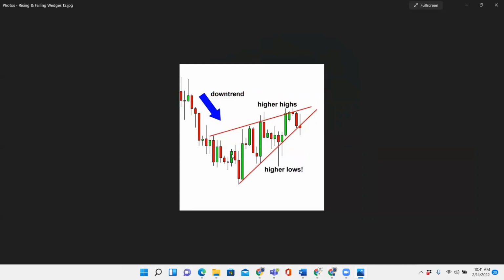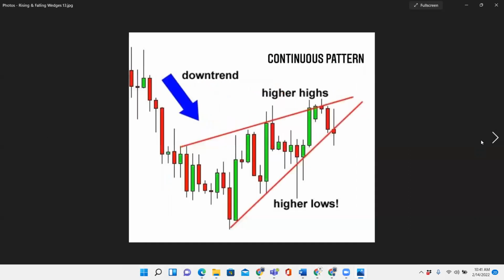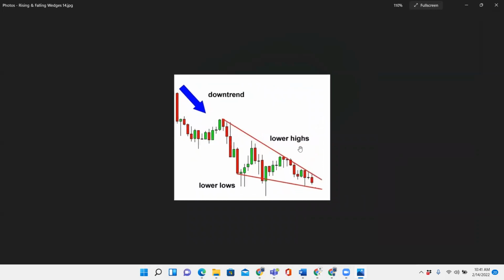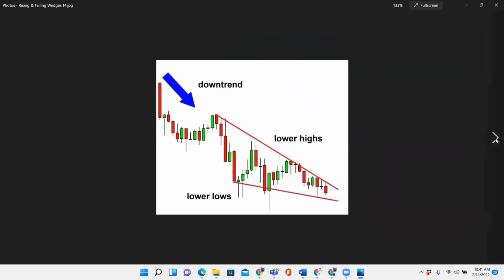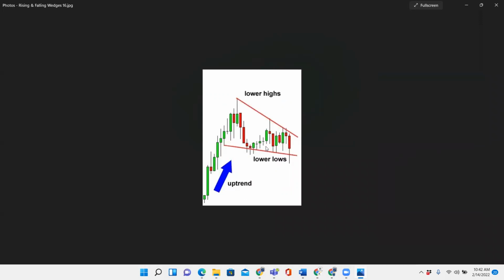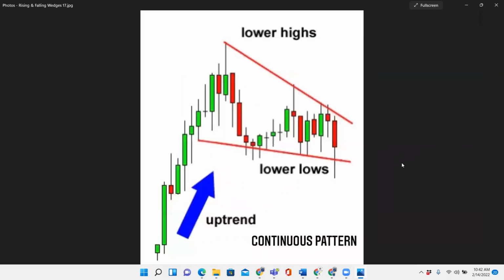We have a downward trend with a rising wedge. What do we have here? Continuous pattern. We have a down and a down. This is a what, guys? Reversal pattern. Okay, so basically, if you have the trend matching the wedge, we're going to get a reversal. We have an up and a down, two opposites. So we have upward trend, downward wedge. What do we have? Continuous pattern.